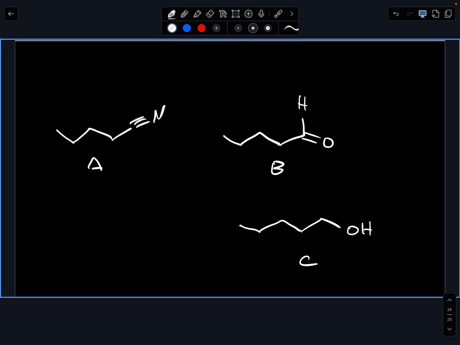C. The three spectra are below. Help him identify the compounds for A, B, and C. And then it gives three spectra that it's not going to be easy for me to get on the screen. Do you have a specific question, or do you want me to just go through it? I was hoping you could just go through it.